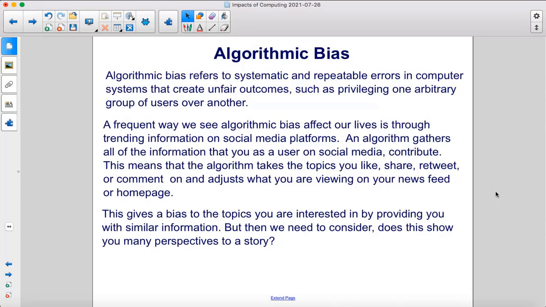An algorithm gathers all of the information that you as a user on social media contribute. This means that the algorithm takes the topics you like, share, retweet, or comment on and adjusts what you are viewing on your newsfeed or homepage. This gives a bias to the topics you are interested in by providing you with similar information. But then we need to consider, does this show you many perspectives to a story?